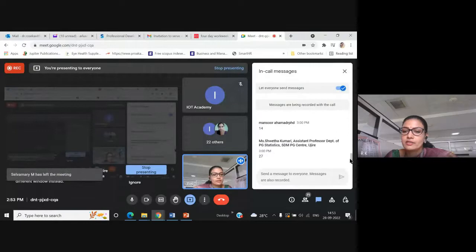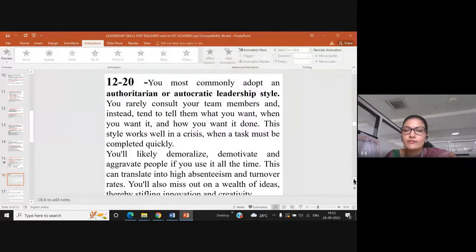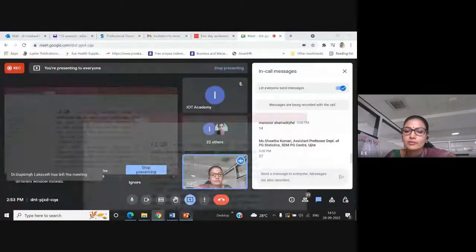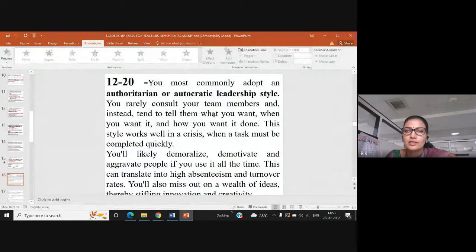Kalai Selvi 27, Manzoor 14, Shweta 27. So let's move on to the discussion. Most of you have not scored 12 to 20 except for one. Let me have a look at it again. It is only Manzoor who scored a little less. But there is nothing less or nothing more. It is just to identify your leadership style.